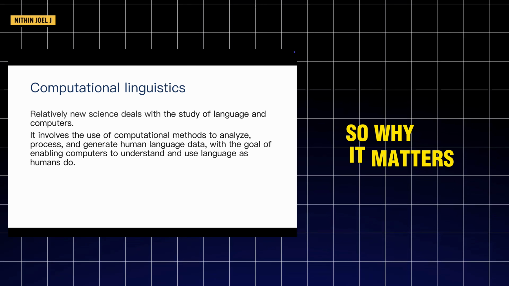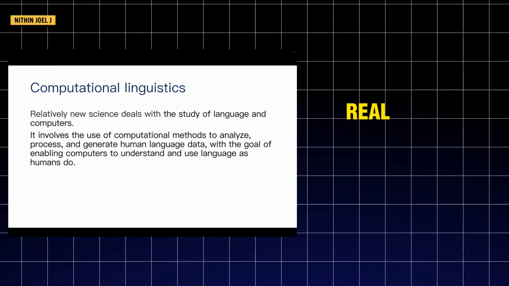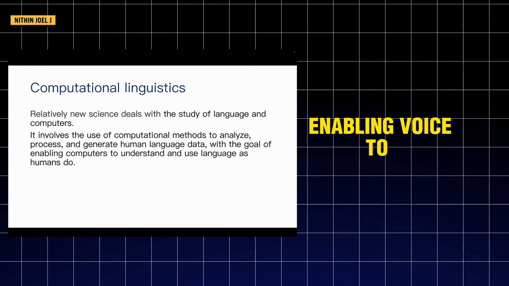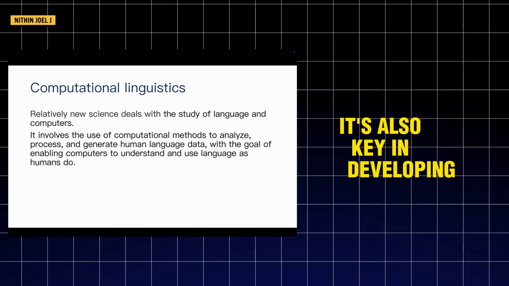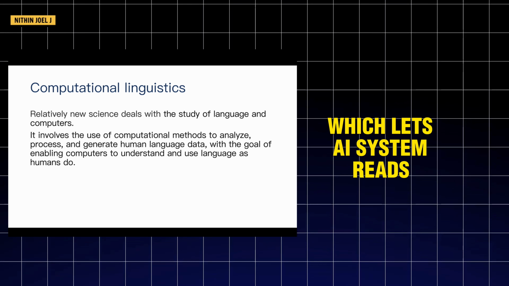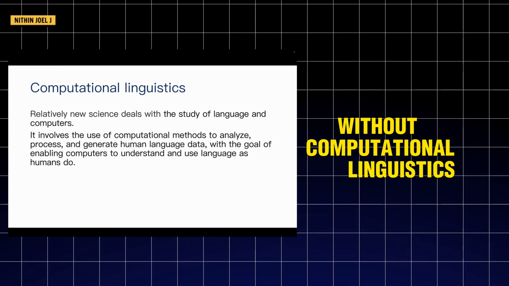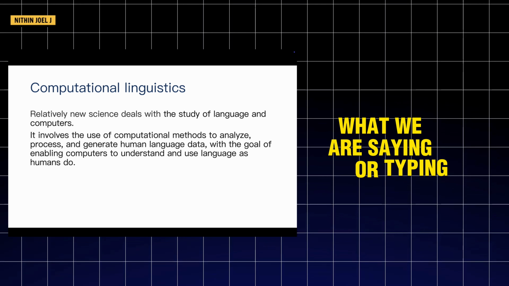So why does it matter? Computational linguistics helps solve real world problems like breaking language barriers, enabling voice to text technology, and even analyzing social media trends. It's also key in developing natural language processing, which lets AI systems read and respond like humans do. Without computational linguistics, modern AI would have no clue what we are saying or typing.